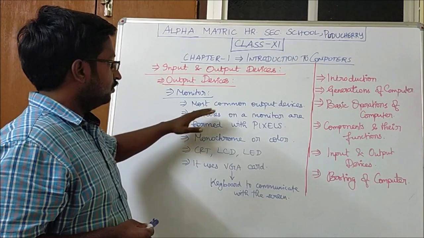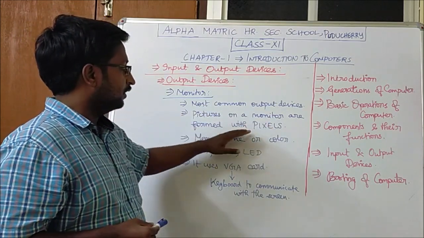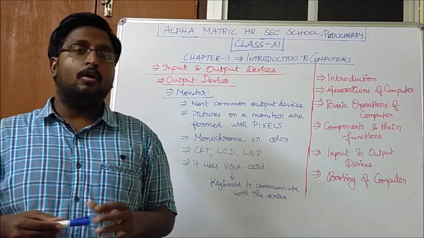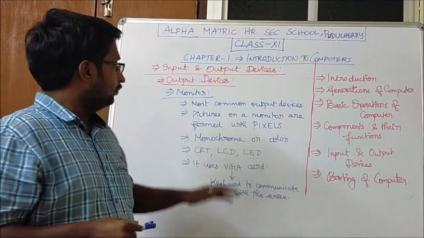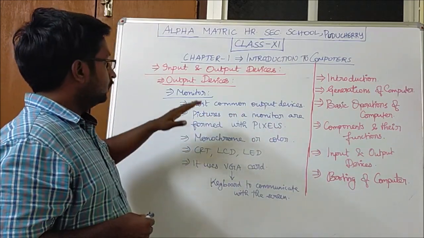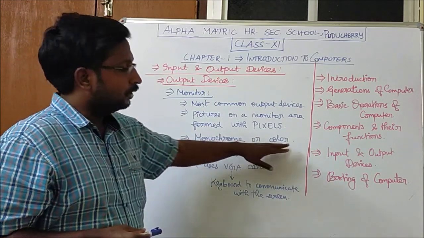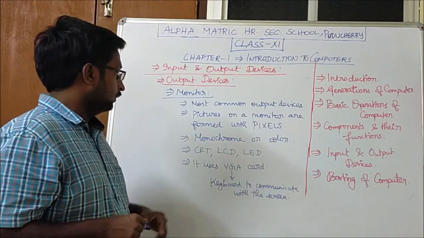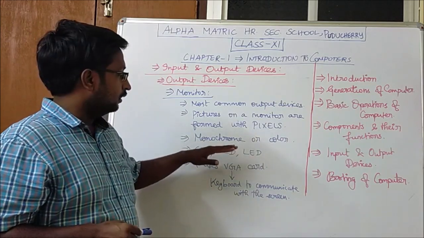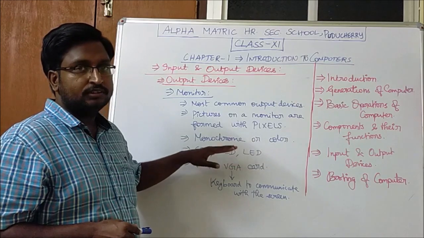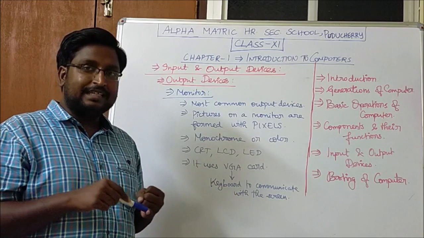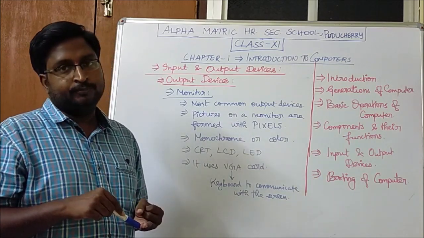The pictures on the monitor are formed with pixels, that is picture elements. The combination of the picture elements makes the picture on a monitor visible. A monitor can be either monochrome or color. Monochrome is nothing but black and white. The types of monitor are the cathode ray tube, that is CRT, the liquid crystal display, that is LCD, and the light emitting diode. These three types of monitors differ in their size and the components used in them.